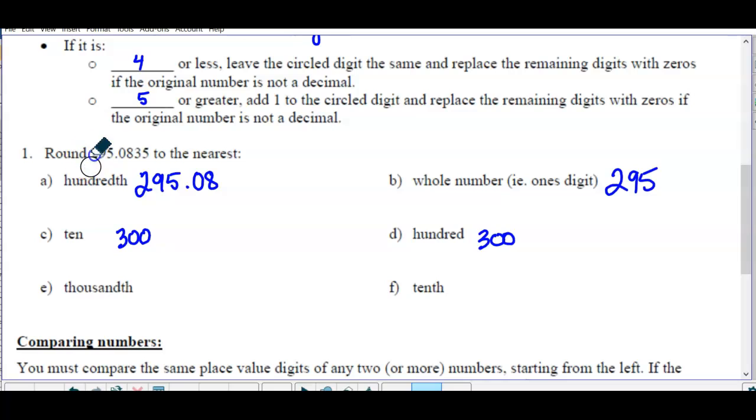Nearest thousandth with a TH. So remember that's 10th, 100th, 1000th, and a 5 afterwards. 5 makes this go up to a 4. So 295.084, and you don't fill in with zeros. And then nearest 10th is this 0 here. This 8 makes that go up to a 1. So 295.1.